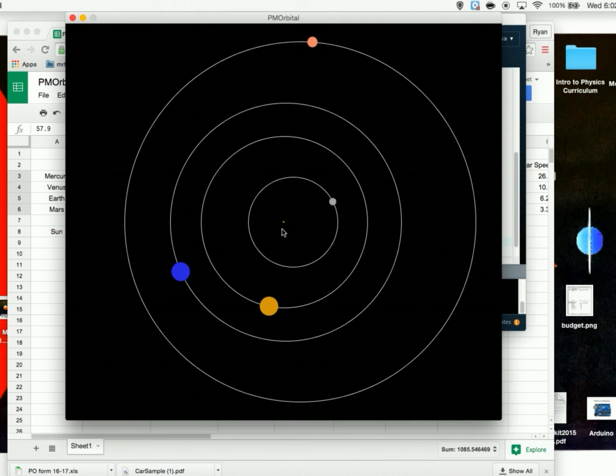And we can see that Mercury gets significantly closer to the sun on this side than it does on this side. It gets further away over here. But we can see that Earth and Venus are pretty circular, and so they stay almost equidistant from the sun throughout their path. The orbit of Mars is a bit more elliptical.